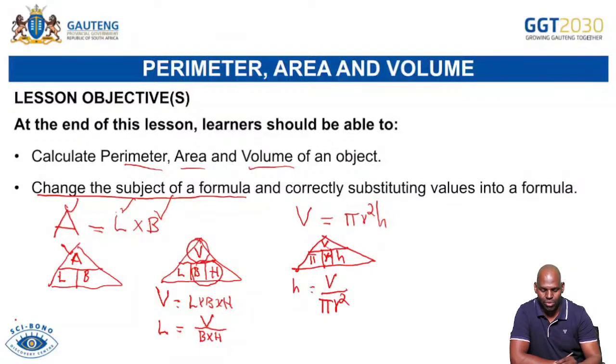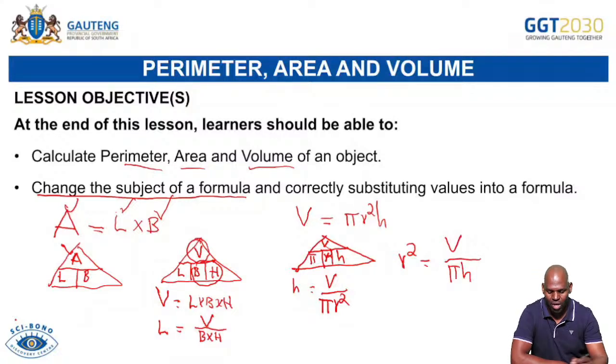But now, what if you have to calculate the radius? Same procedure. If you have to calculate the radius, I'm going to say r squared equals V on top, and now at the bottom I'm left with pi and h. So r squared equals V over pi h. I substitute the value of V, the value of pi, and the value of the height. Then from there I'm going to have r squared.